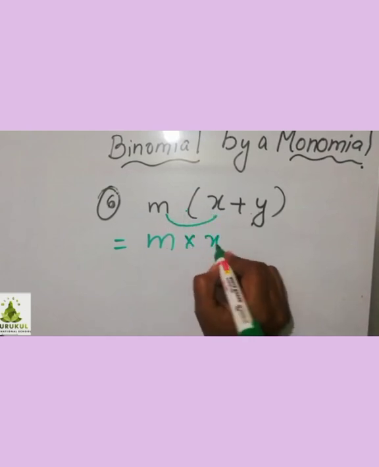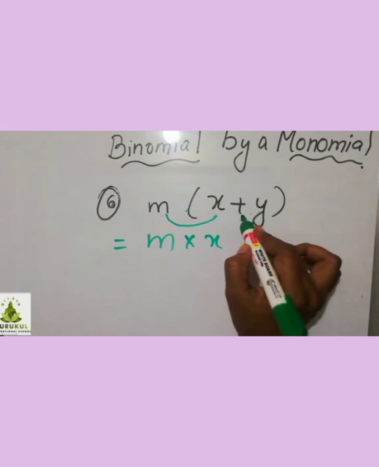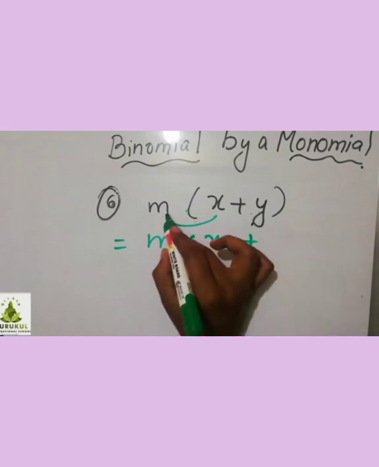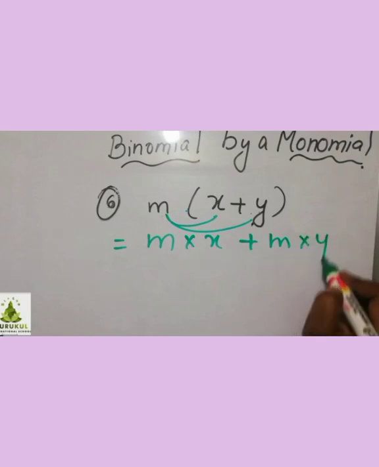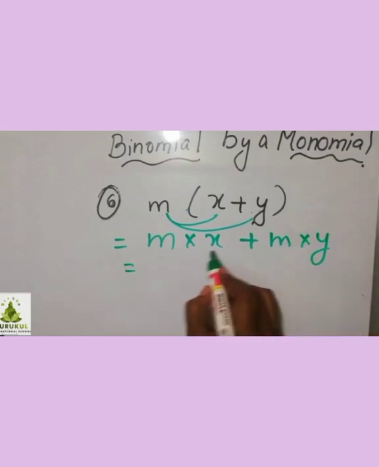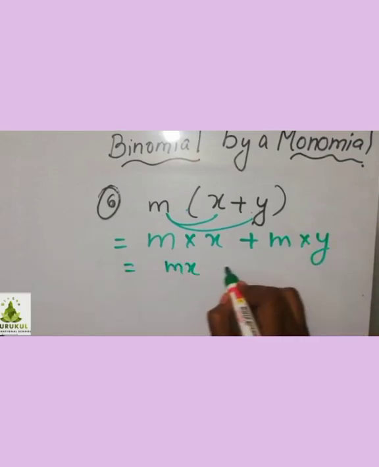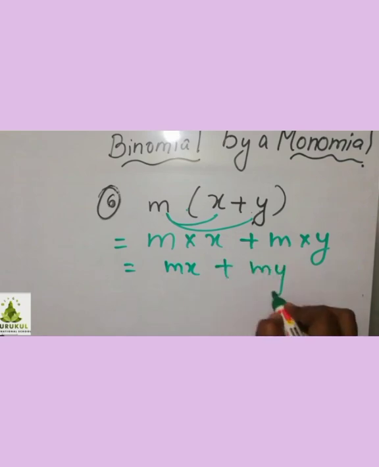So m into x, then this is over, then what is the sign here? Plus. Now what is remaining? m into y. So m into y. So now you see m into x means mx plus my. Is it clear to you?